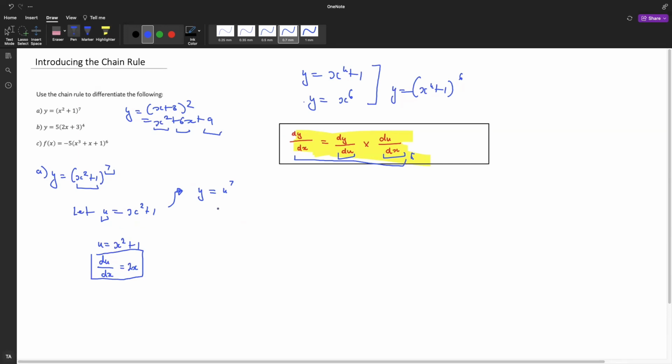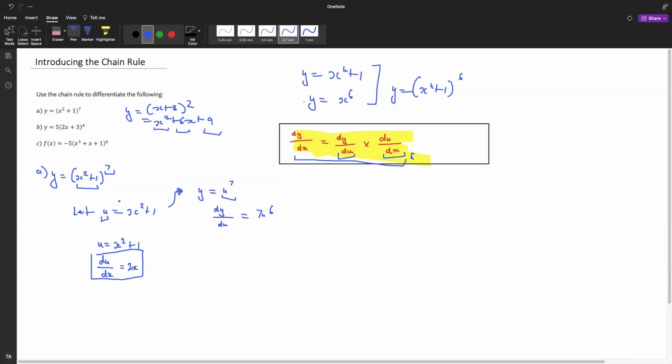And then for our y is equal to u to the power 7, again, we're going to derive that. So over here we have y, and what's in our input? It's u. So we're going to derive that with respect to u. And that, again, we know how to derive. We bring the power down, subtract the power by 1. 7u to the power 6.